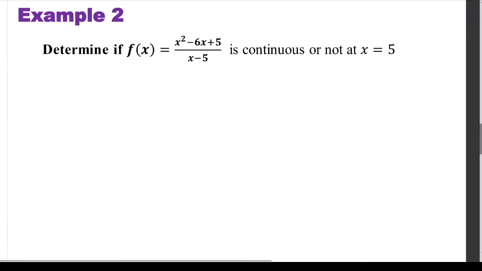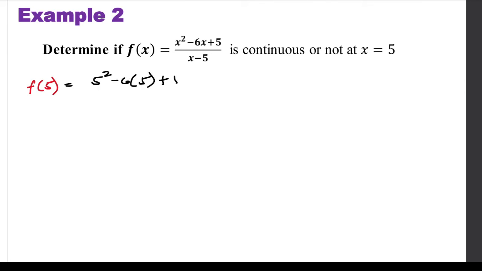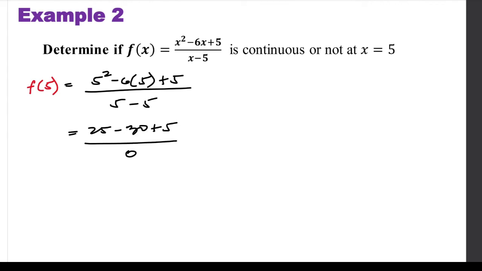Let us have another example. In this case, we are given a rational function. So let us try to do f of 5. If we try to substitute this to our given function, we have 5 squared minus 6 times 5 plus 5 over 5 minus 5. So this would be 25 minus 30 plus 5 over 0. So we have 0 over 0. And therefore, f of 5 is undefined.